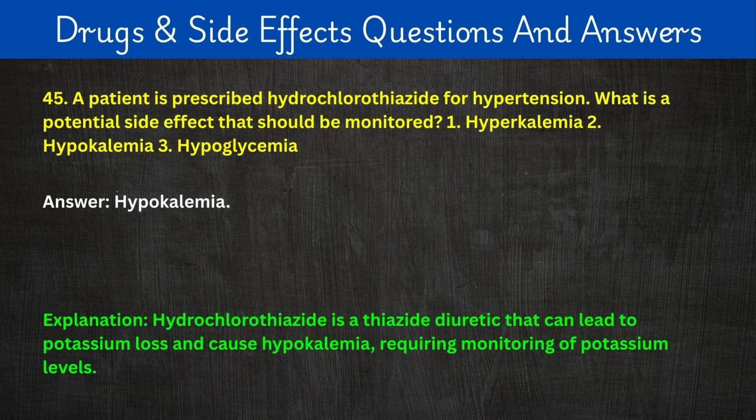45. A patient is prescribed hydrochlorothiazide for hypertension. What is a potential side effect that should be monitored? 1. Hyperkalemia. 2. Hypokalemia. 3. Hypoglycemia. Answer: hypokalemia. Explanation: hydrochlorothiazide is a thiazide diuretic that can lead to potassium loss and cause hypokalemia, requiring monitoring of potassium levels.